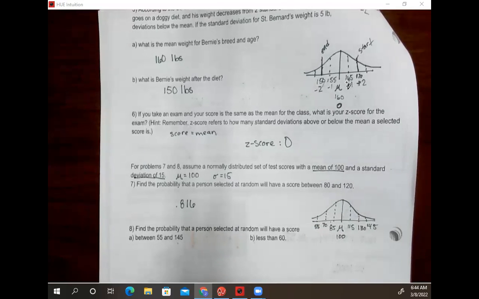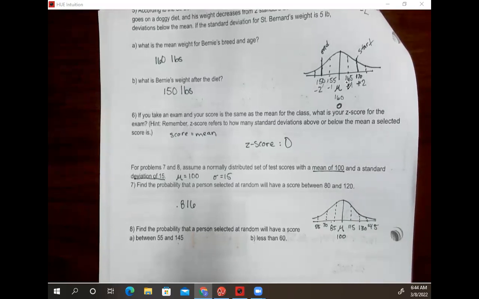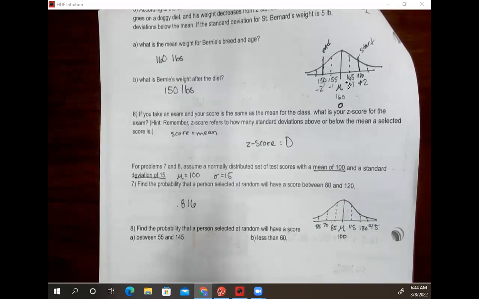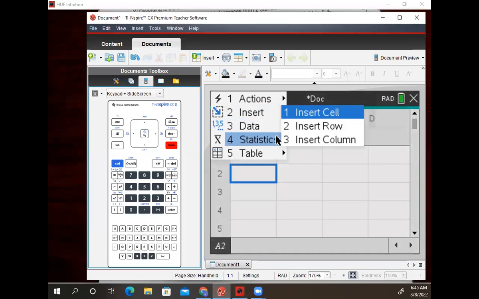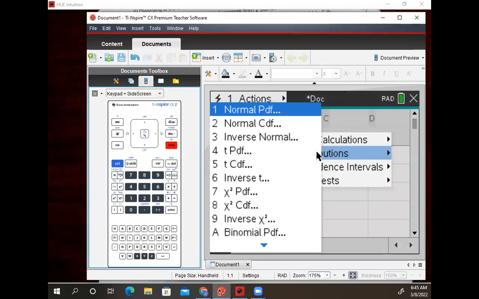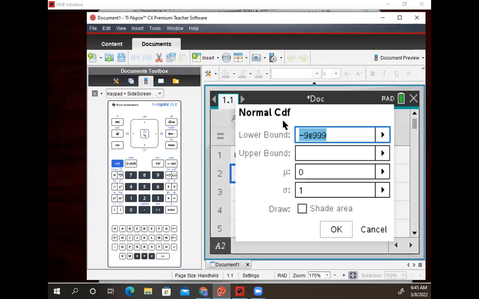So number 8, find the probability that a person selected at random will have a score between 55 and 145. So I'm using the same distribution. I'm going to go back to my calculator and do the same thing. So let me pull up my calculator here. And I'm just going to go down to the next box, menu, statistics, distributions, normal CDF.